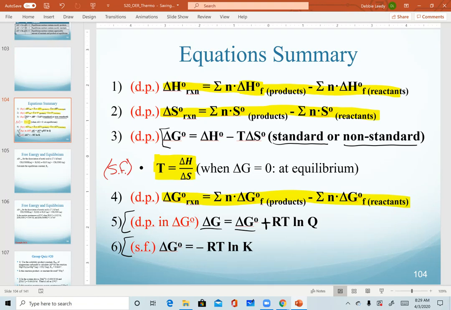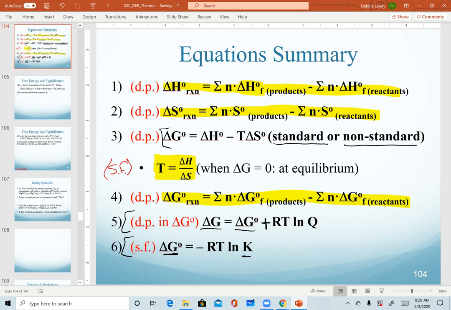For equation number 6, that was derived from number 5, identifying what happens at equilibrium and giving us a relationship between standard delta G and our equilibrium constant. So equations 3, 5, and 6 are on your equation sheet, the rest are not.